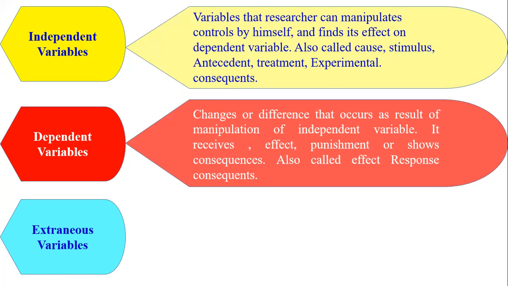But how can you know that? Because your neuron signals in your mind that the utensil is hot, right? And it's a fact. Independent is always the cause, and dependent is always the effect or response, right? So dependent variable is also called response or consequence or effect.